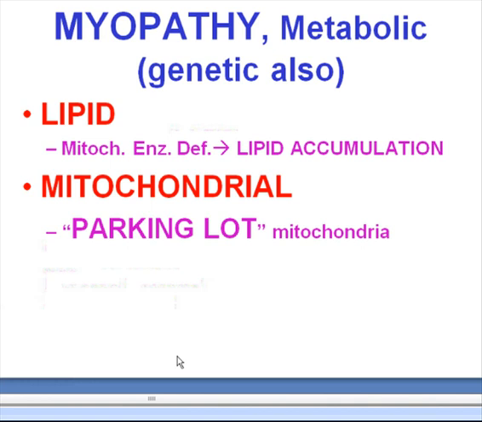metabolic myopathy. In this one, in this metabolic myopathy, there is a defect which results in the overproduction of mitochondria. They're not working well. And in addition, they are various sizes. So if you can remember what a parking lot looks like in some of the malls, especially the malls in which women do a lot of shopping, think of the parking lot mitochondria.